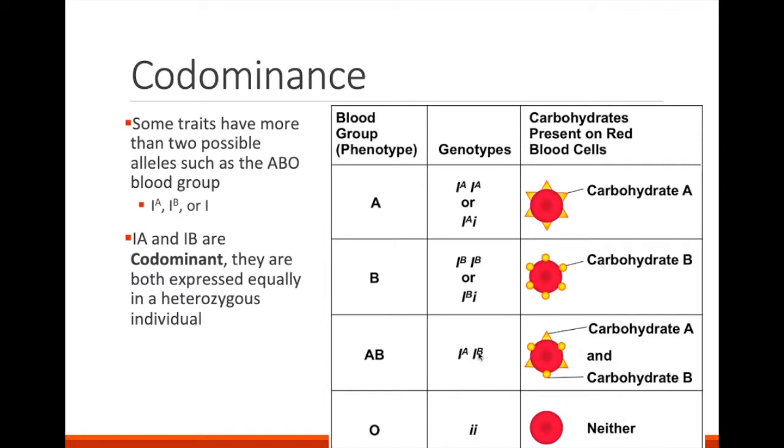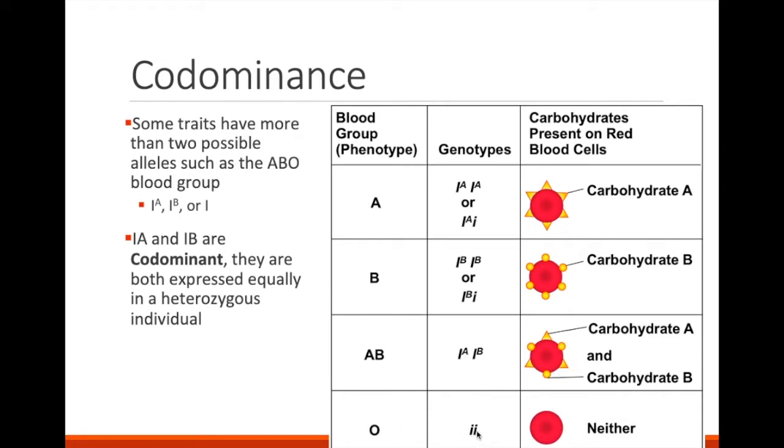So somebody who's heterozygous, who has big IA, big IB, is going to have type AB blood. And they express both A and B at the same rate. So on the red blood cell on the right, they have the triangles from gene A, and they have the circles from gene B. They're not blended together in any sort of intermediate. They're just both expressed equally.